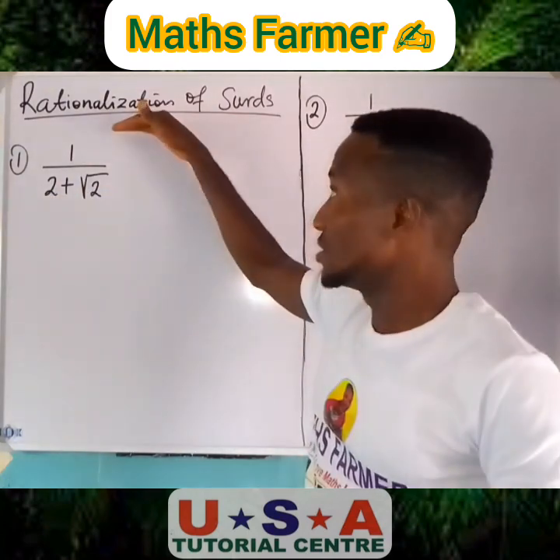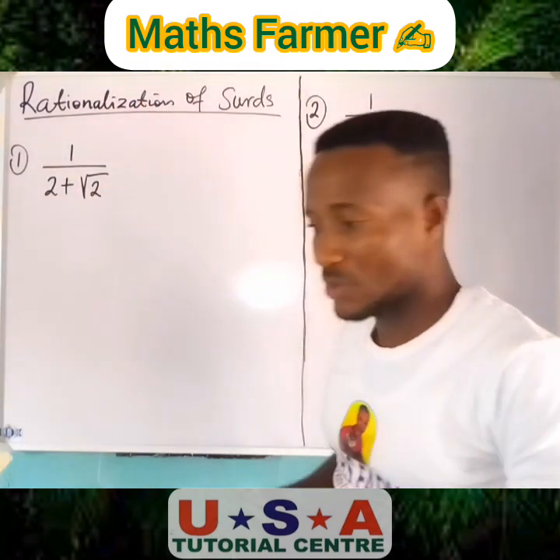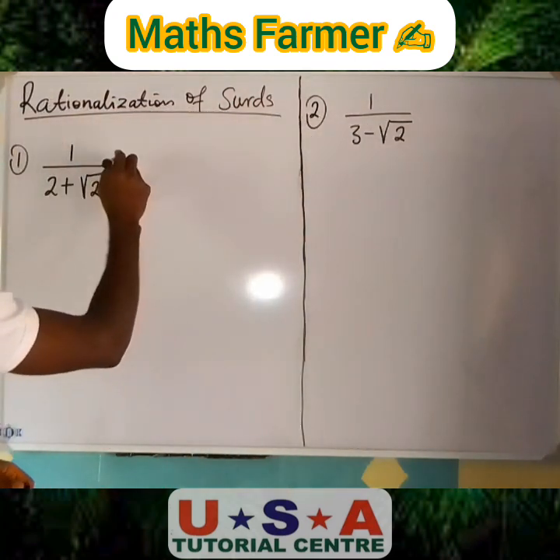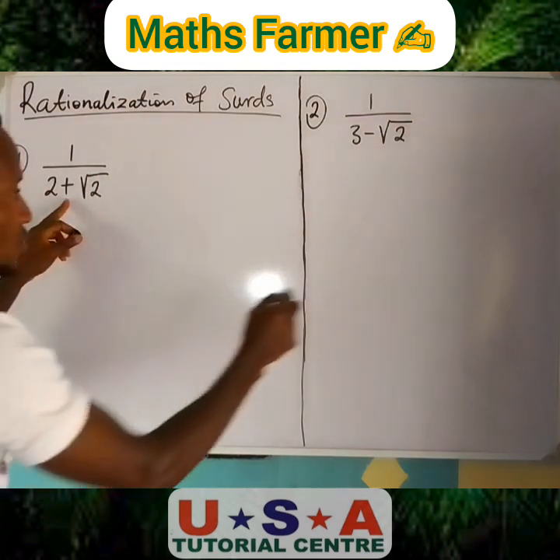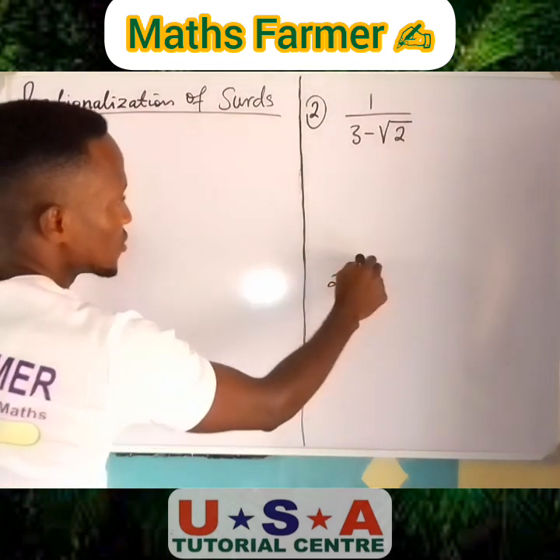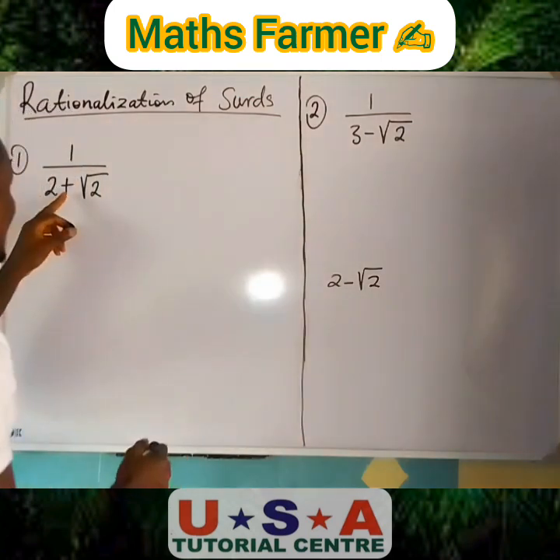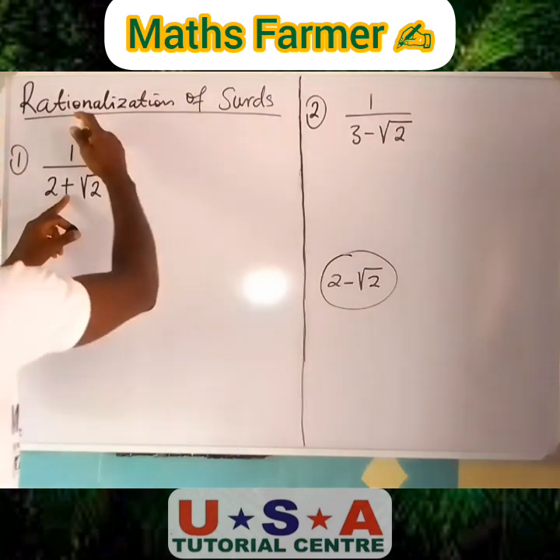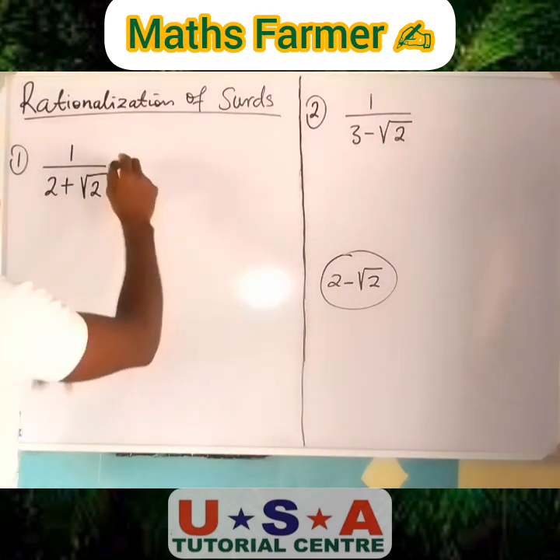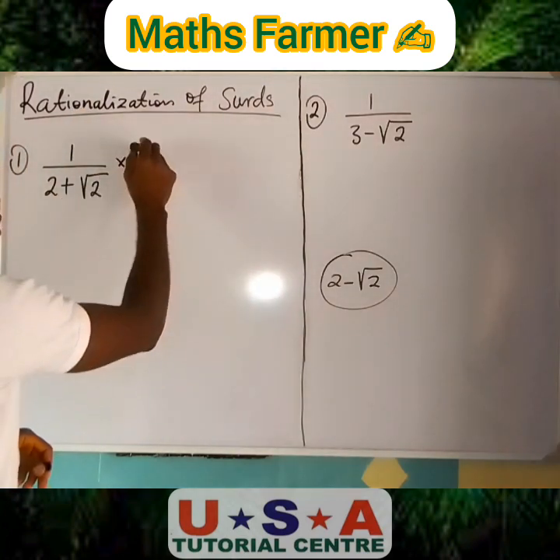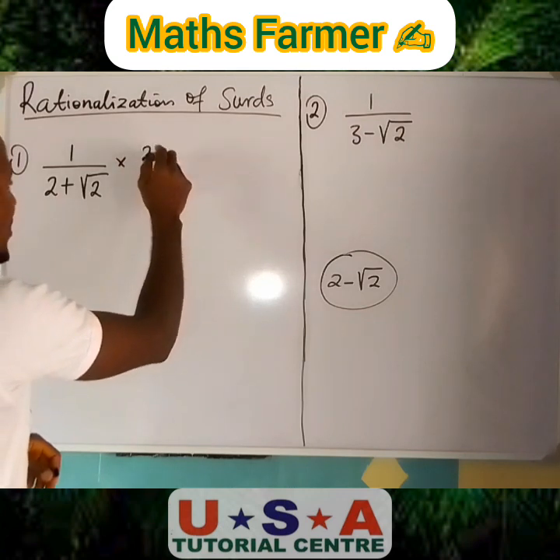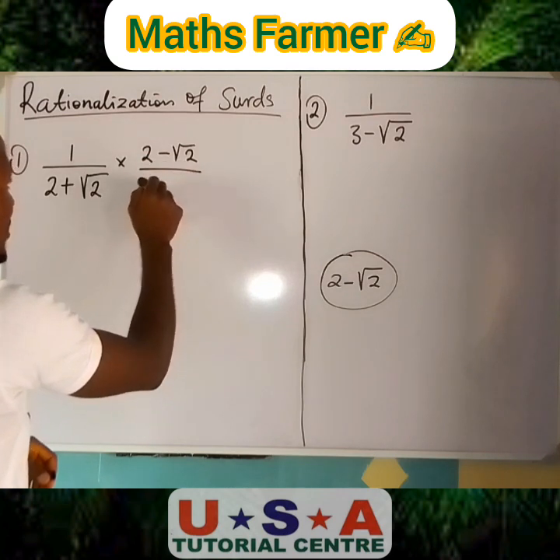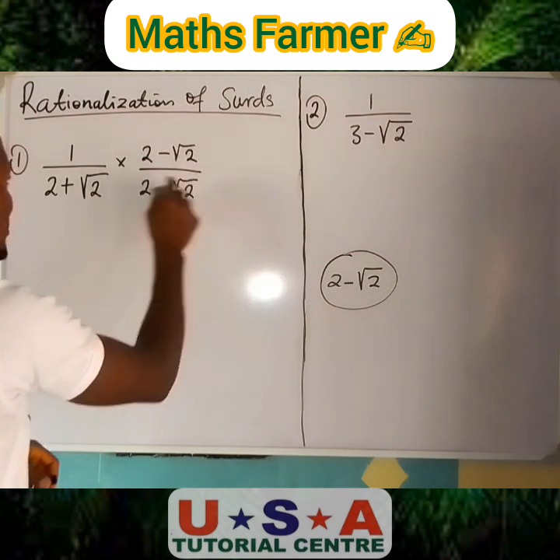Now, use whatever you have as the conjugate to multiply both the numerator and the denominator. When we conjugate this, we get 2 minus root 2. The conjugate of positive will be negative. So now I'm using it to multiply both up and down, all divided by the same thing, the conjugate of this.